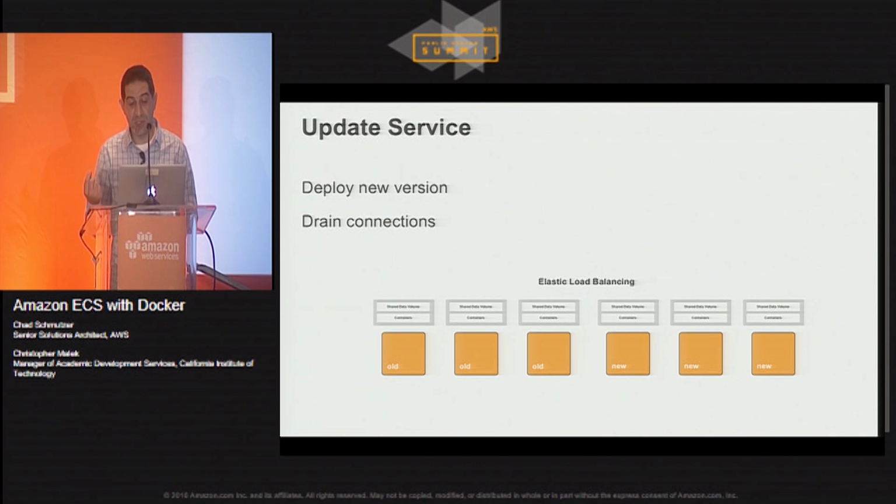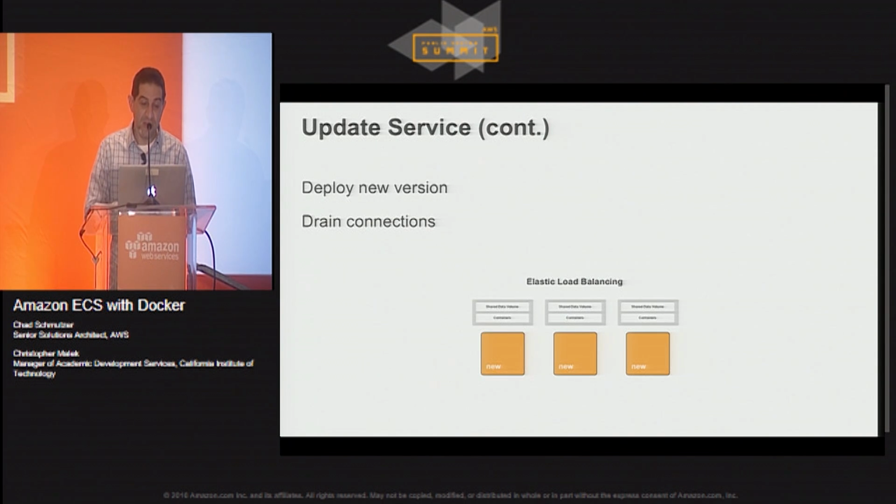So you deploy a new version of the scheduler with launch, and the scheduler will launch tasks with the new application version. It will then drain the connections from the old containers and remove those containers, and it'll then leave the newest containers running behind your load balancer.